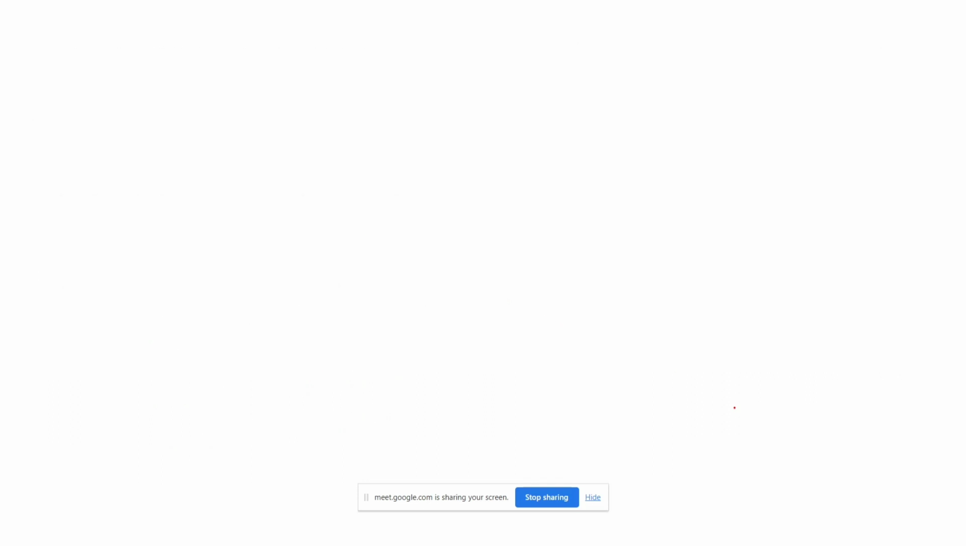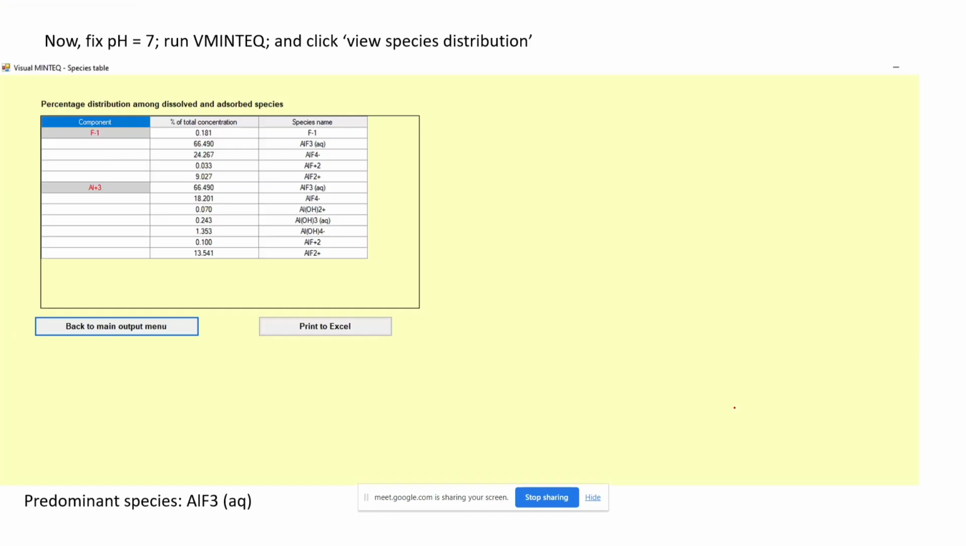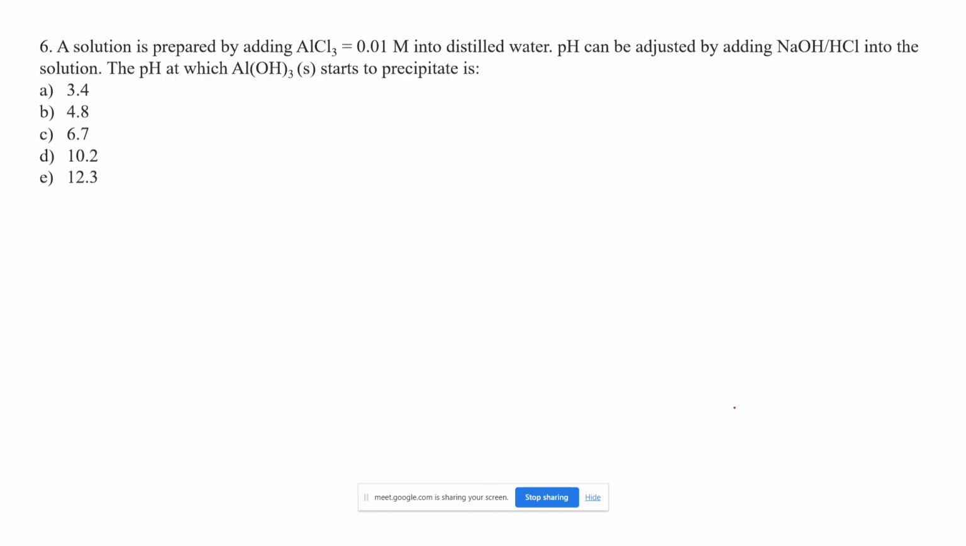Let's move to the next question. So these are the screenshots which I have added. So the next question is, a solution is prepared by adding aluminium chloride, 0.01 molar, into distilled water. pH can be adjusted by adding NaOH or HCl into the solution. The pH at which aluminium hydroxide starts to precipitate is.